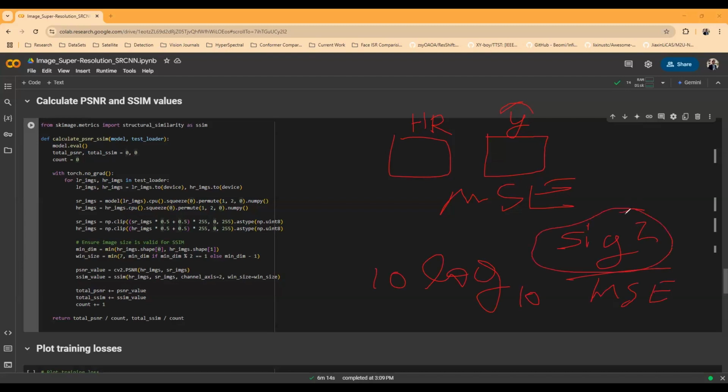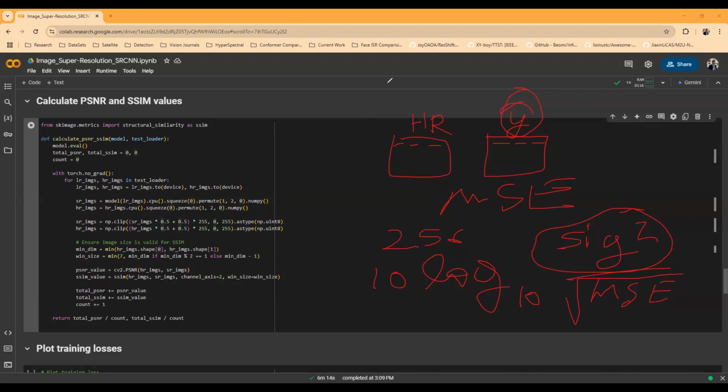Signal square is the maximum value a signal element can have. So for an 8-bit image, it's 256. So it essentially turns out to be 256 square divided by MSE, and what is MSE? It tells how good your actual prediction is: y hat is element-wise subtracted from the HR image, and the mean square value is calculated, that is the mean square error. Dividing the maximum signal square by it, we get our PSNR values.